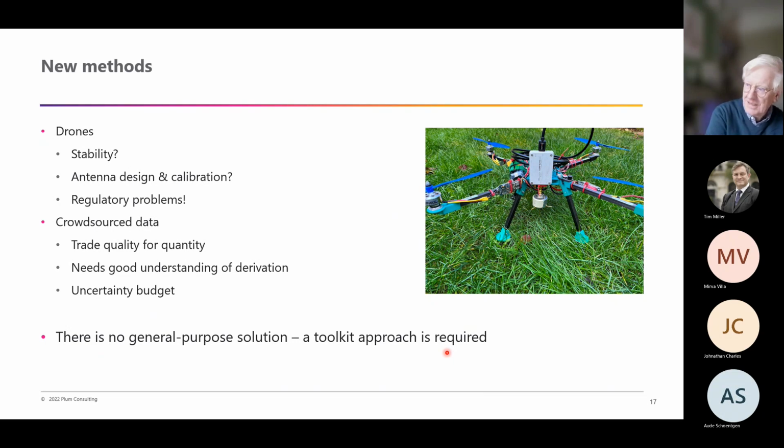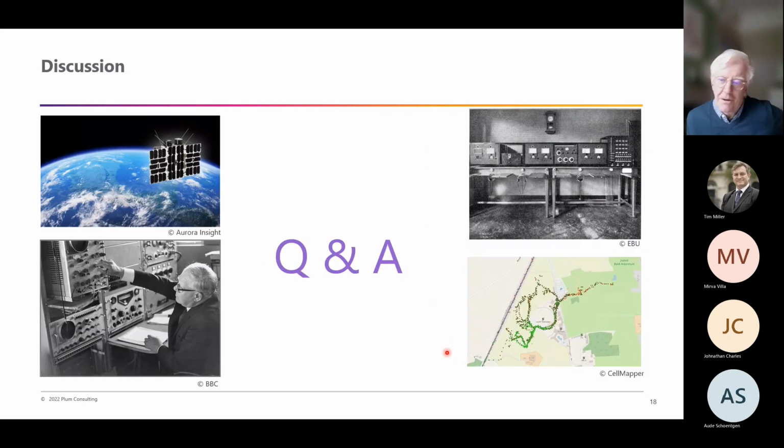So I think if there's one takeaway point from this brief talk, it is that there's no one simple solution. There's no magic bullet for understanding what's going on out there in the radio spectrum. You need a toolkit approach of adapting existing tools for specific purposes, and you need a good understanding of the possibilities, but also the limitations of all the equipment that's becoming available. So I'll end there and take any questions you may have.